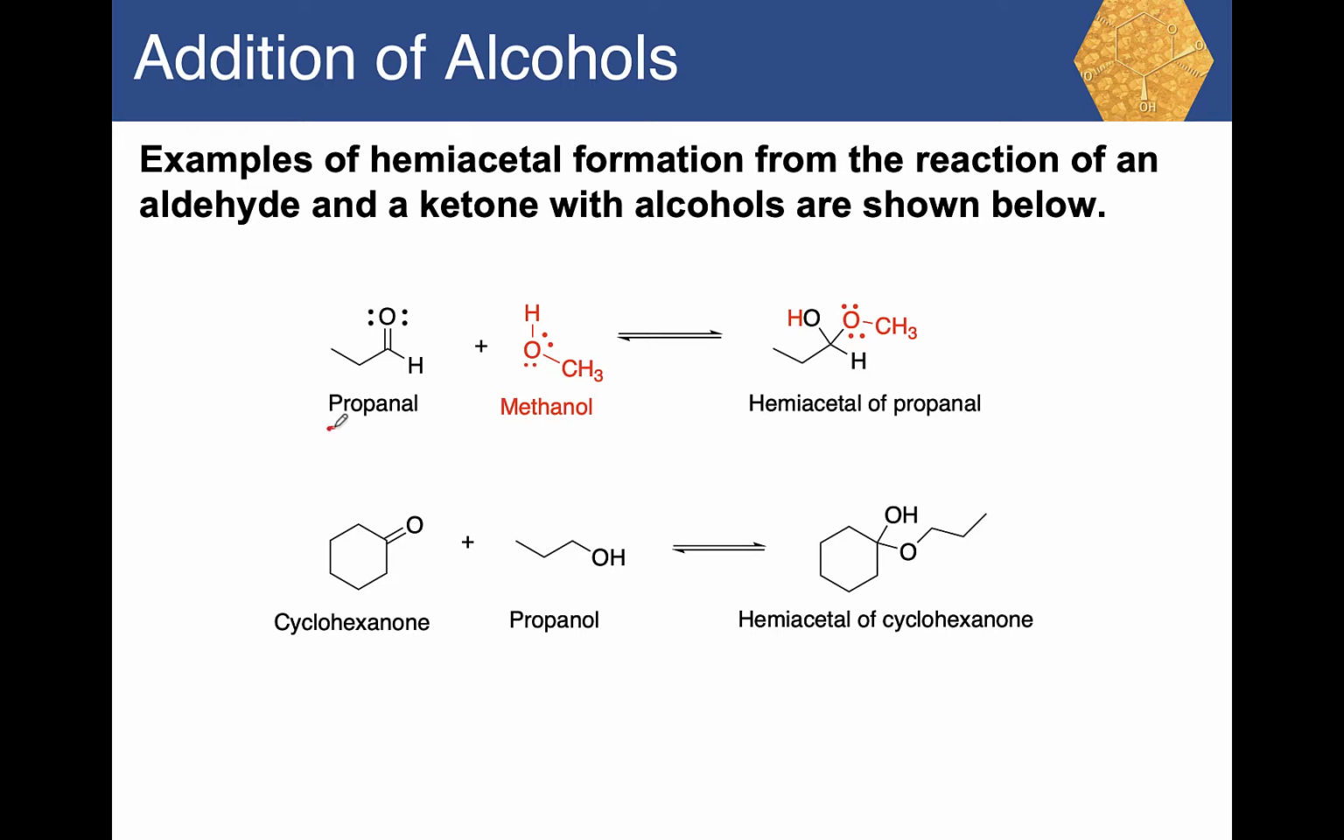So here is propanal, that's an aldehyde because of that al, and because of the H in the structure. We know this carbon is positive, this oxygen is partially negative. Here's methanol, the other reactant. This oxygen is negative, and this hydrogen here is positive. So when the reaction occurs to give the hemiacetal, let's see what happens. This oxygen will bond here. Here it is. And this hydrogen will bond here, and here it is. So this is our hemiacetal of propanal, which is the aldehyde.